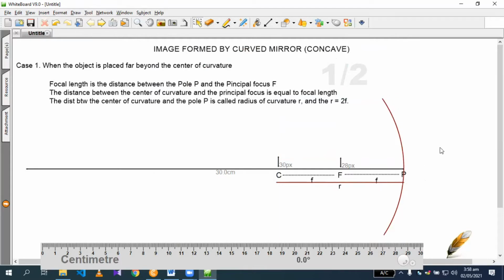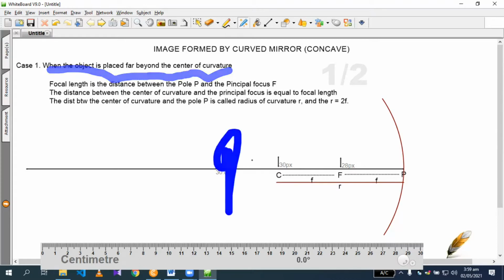Now this is our curved mirror. This is our concave mirror. I want to believe that this side is silver coated. Now the first case is when the object is placed far beyond the center of curvature. This is when the object is placed somewhere around here, at least just behind the center of curvature.